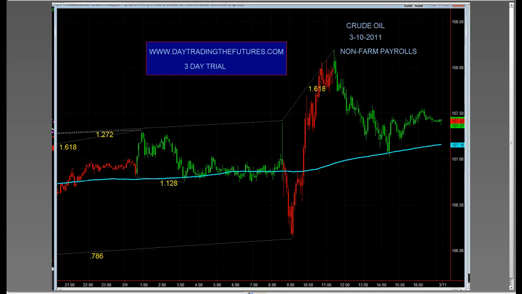So if you look, my system called the high on crude oil Friday at my main level, a 1.618 extension, and also called the low Friday, right after the report. The main cluster came in early in the morning on two of my main numbers, 1.272 and 1.618. This is what I want you to concentrate on in today's video: these two numbers when they cluster.